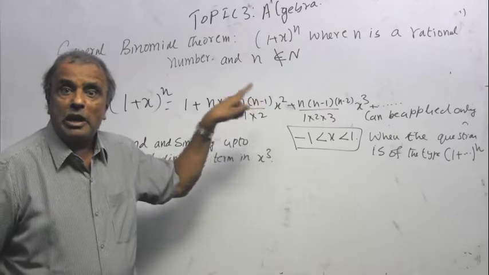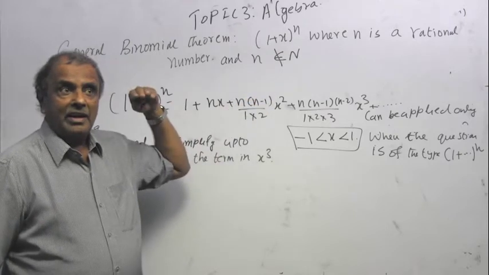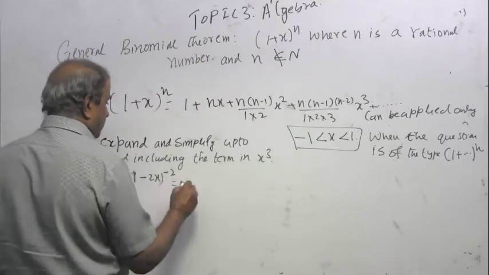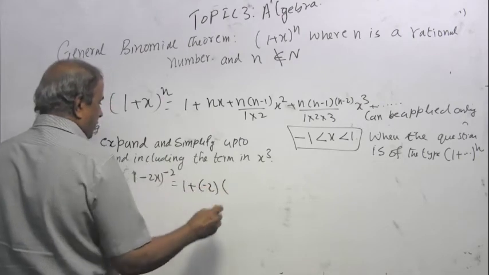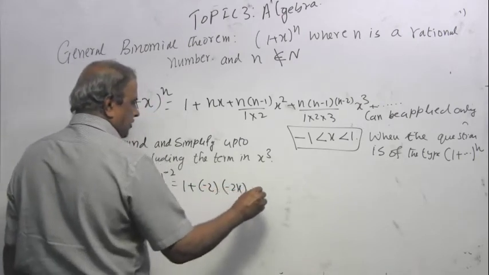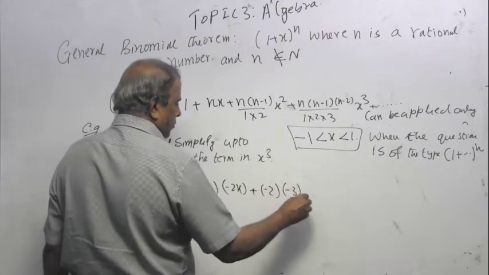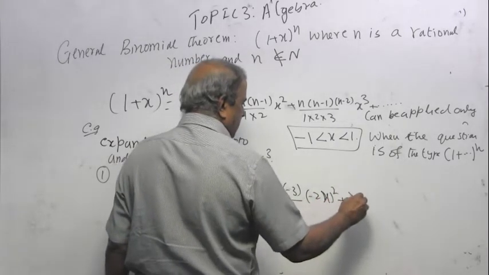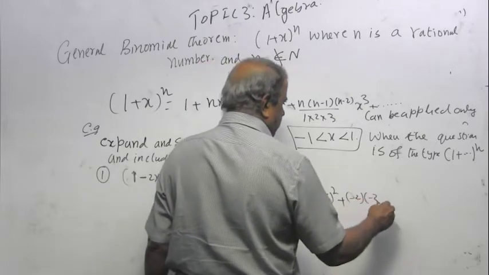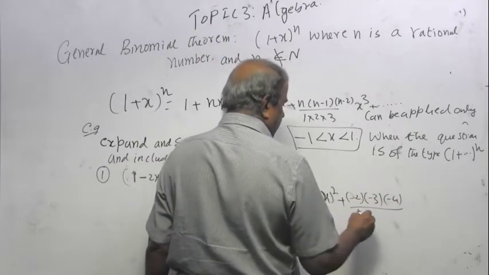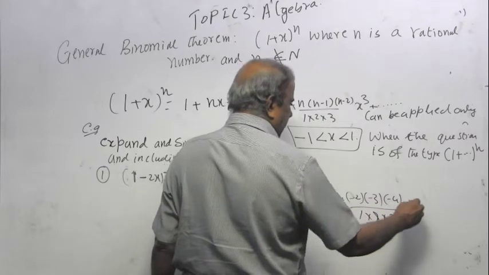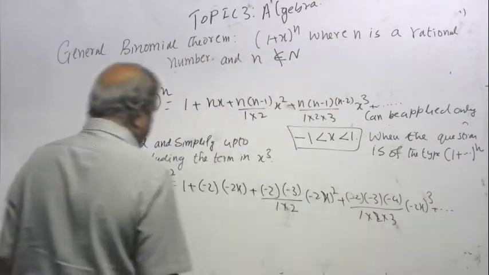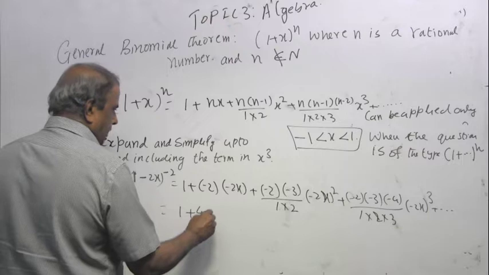This formula is in the formula book as far as UK level is concerned. So, you should be able to copy the formula and use it. So, 1 plus n, which is -2, times x, which is -2x, plus n which is -2 and n minus 1 which is -3, over 1 times 2, (-2x) squared, plus n which is -2, n minus 1 which is -3 and n minus 2 which is -4, over 1 times 2 times 3, (-2x) cubed, plus etc. Alright? So therefore, that will be 1 plus 4x.